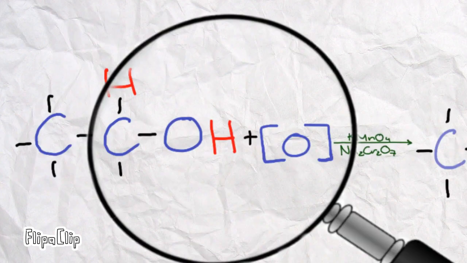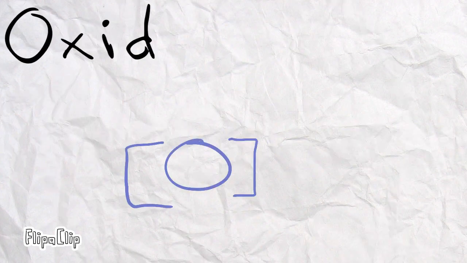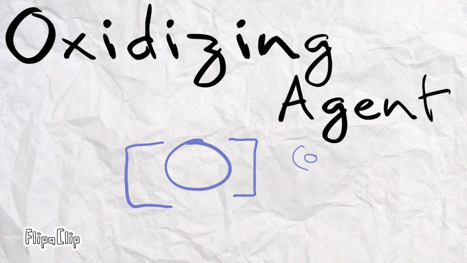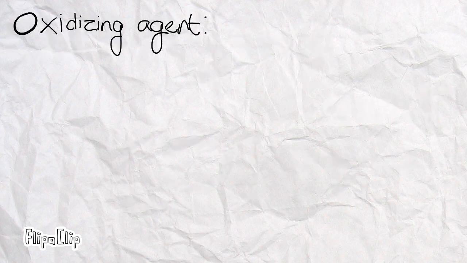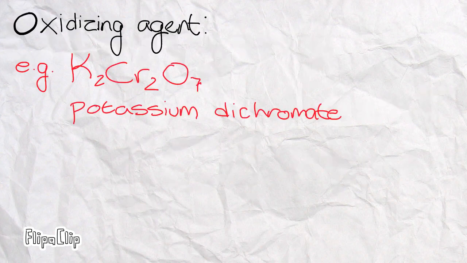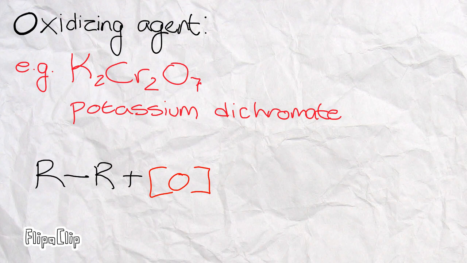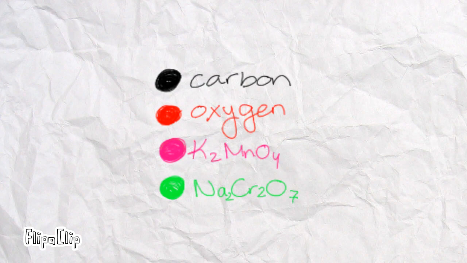Now let's take a look at our second reactant. Our second reactant is our oxidizing agent, or oxygen. Any oxidization agent can be used. For example, potassium dichromate could be used to oxidize ethanol. When writing out oxidization equations, it is assumed that there is an oxidizing agent of some sort, which is represented using an O in a bracket. And here is a short legend for your reference.